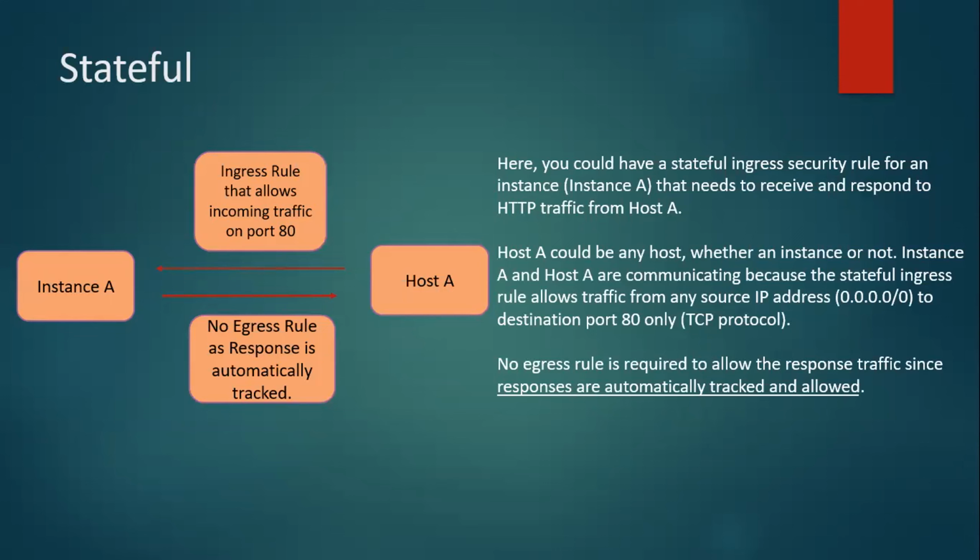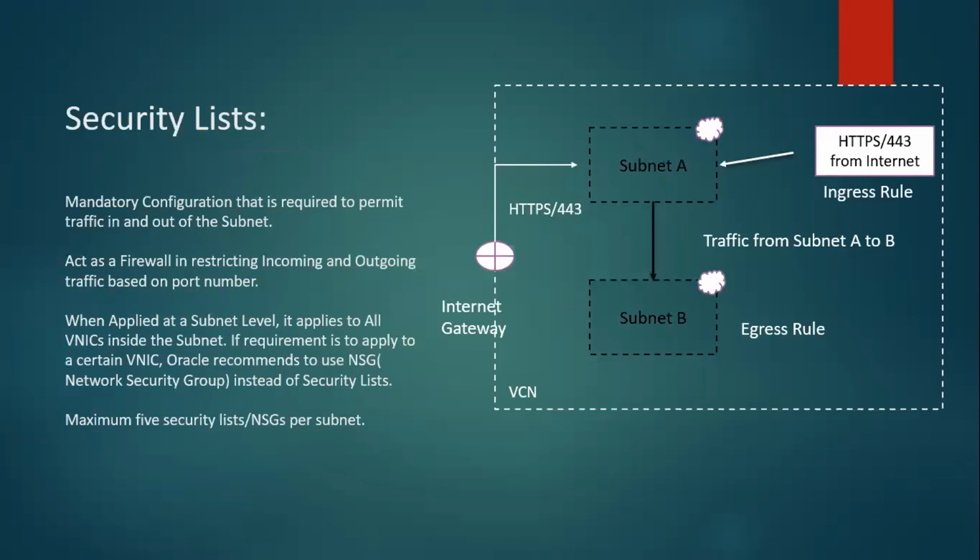Now, what is the difference between stateful and stateless? The major difference is that whenever you configure a security list as stateful, the flow of egress rule, or the flow of outward information, is automatically tracked and allowed. That means you don't need to create any egress rule for it. Now, what are ingress and egress? If I go to my earlier slide, the flow of information coming inside the subnet is decided by the ingress rule that you define, and the flow of information going out of the subnet is governed by the egress rule that you define. So this is the difference between ingress and egress.